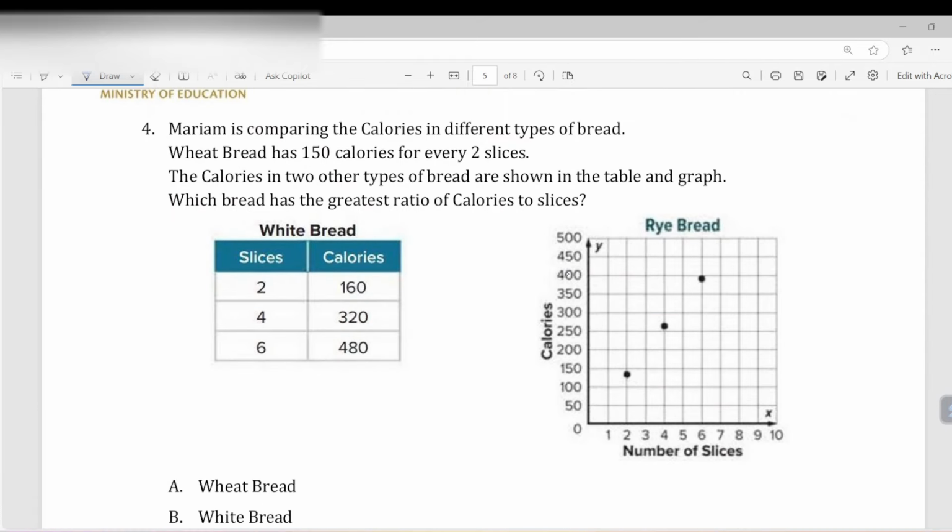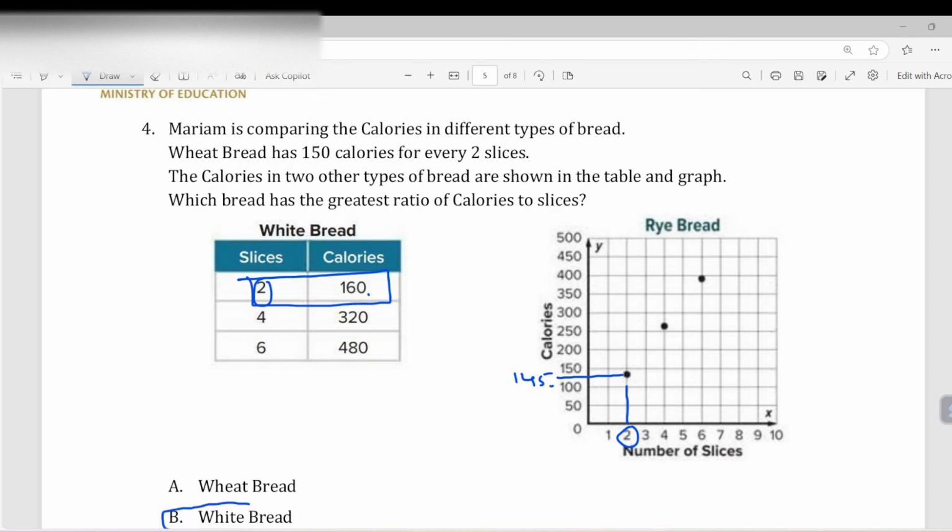You see, the question is very big. Mariam is comparing calories in different types of bread. The wheat bread has 150 calories for 2 slices. Here, 2 slices, how much? Less than 150. Suppose it is 145. So for 2 slices it is the same. This is 70 calories for 2 slices. How much? It is 60. It is 145. White bread has more.